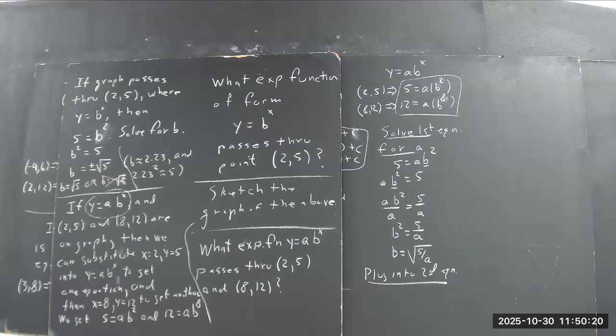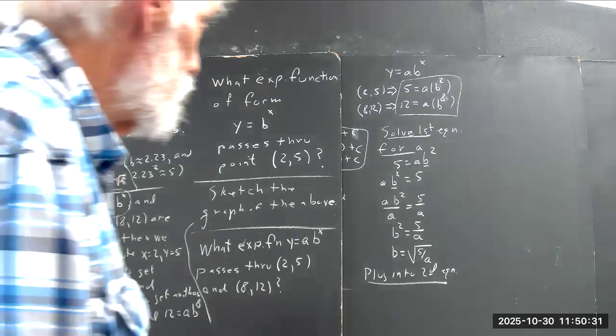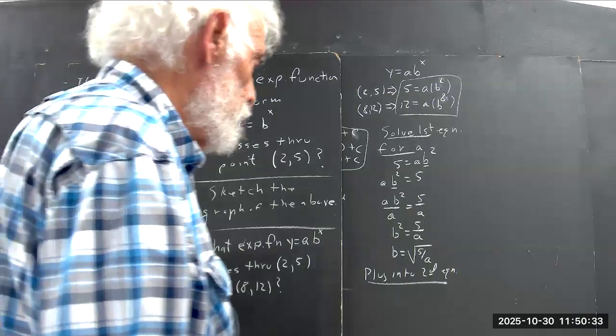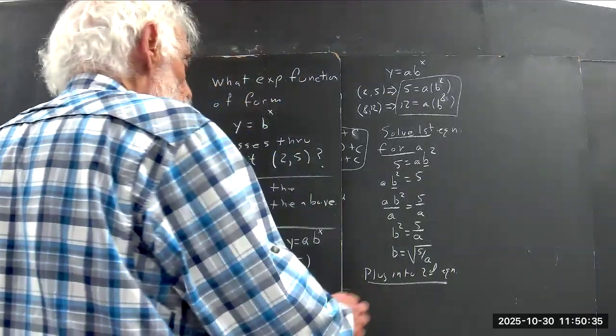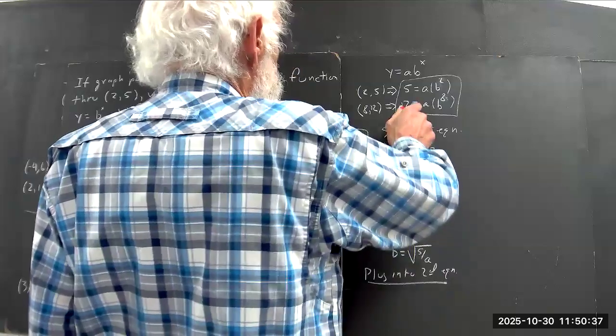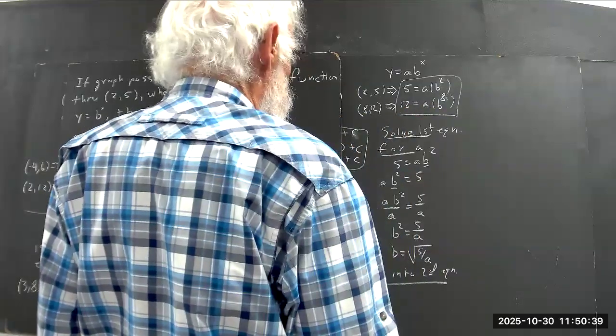Second equation has eighth power, not the second power. Okay, so make sure you get that power right, but that's right. Okay, well, we plug this into the second equation, which is 12 equals AB to the eighth.